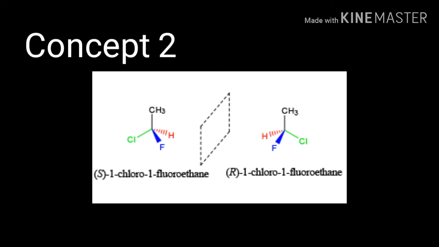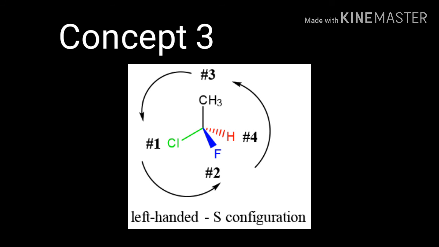For concept 2, chiral molecules have stereoisomers. Stereoisomers are molecules that have the same chemical formula but differ in their arrangement at a chiral center. For concept 3, stereoisomers are identified by their handedness, which refers to the arrangement of the substituents relative to their priority. In general, elements of higher mass have higher priority.